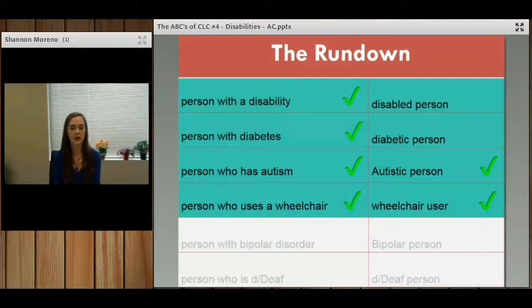Here the example given is a wheelchair. It could be talking about other equipment as well. But individuals may prefer for themselves, they may see themselves as a wheelchair user, not a person who uses a wheelchair.